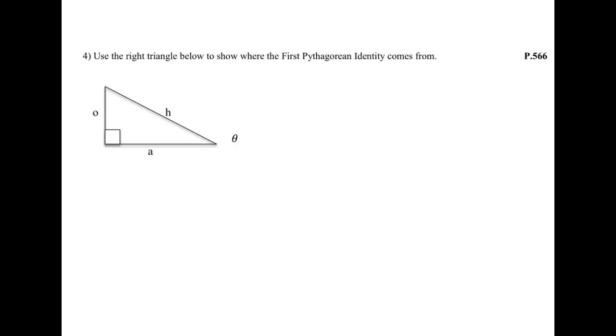Alright, learning guide problem number 4. Use the right triangle below to show where the first Pythagorean identity comes from.